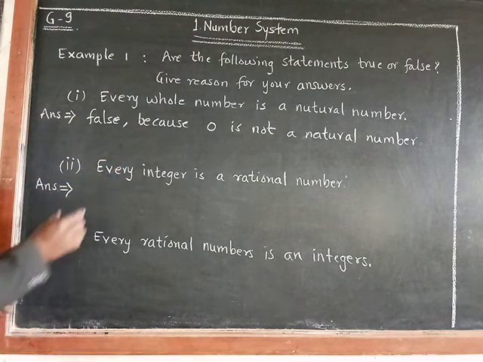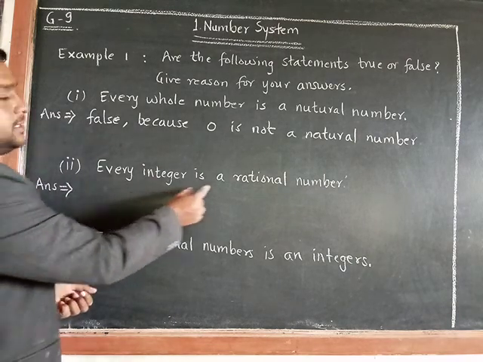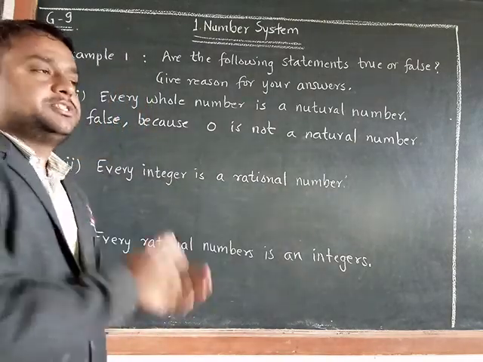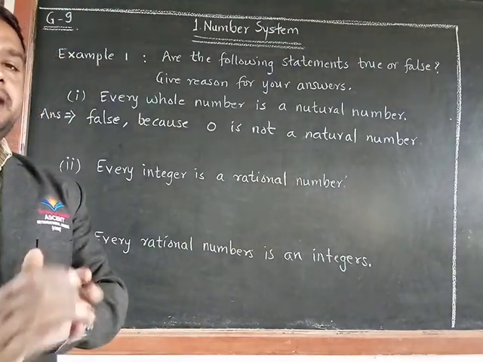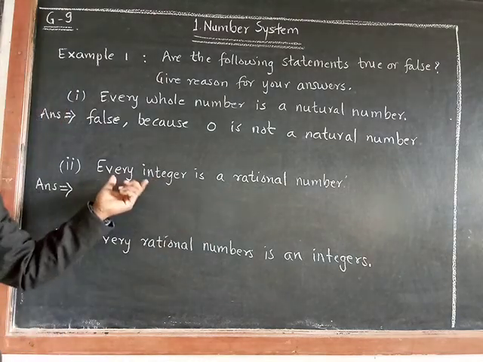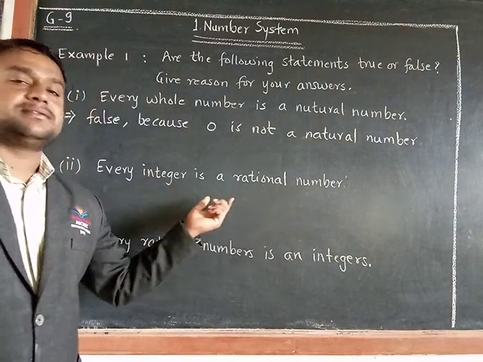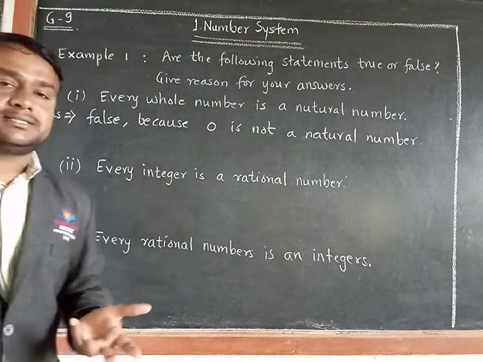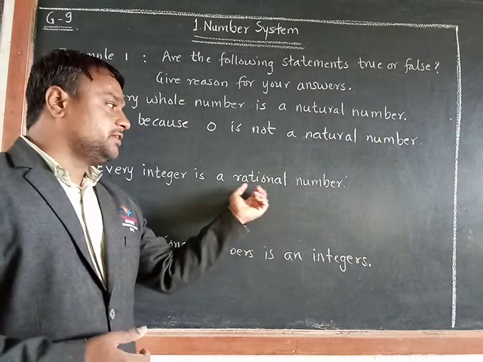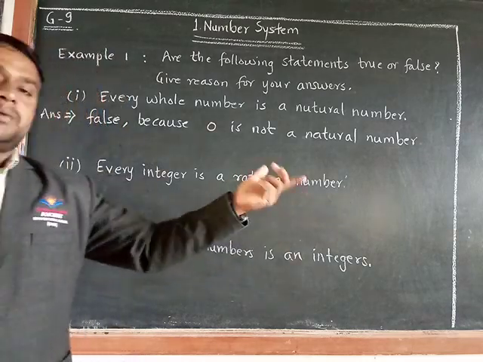Now let us check out the second statement. In the second statement we are asked: every integer is a rational number. Now as we know, integers mean which numbers? All positive numbers, 0 and negative numbers. So here they say that every integer is a rational number. So yes, we can represent every integer, that means all positive numbers, 0 and all negative numbers, in the form of p upon q, because rational numbers are the set of numbers which are in the form of p upon q.